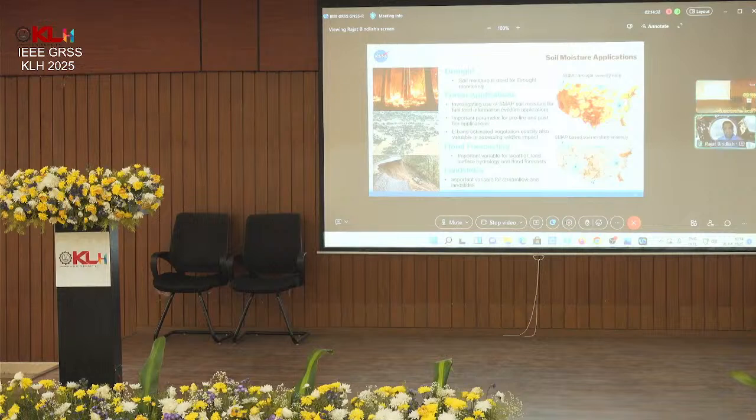And obviously, it's a key indicator for flood forecasting because that's the parameter that separates how much water is going to flow on top of the surface and how much of it is going to infiltrate into the ground. So that's a key variable for any surface hydrology or, for that matter, flood forecasting. It's also important for landslides. Landslides generally happen when there is very high moisture along with slope.